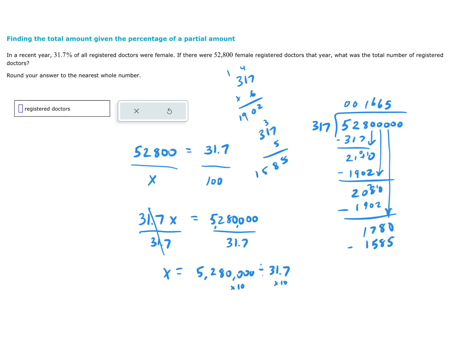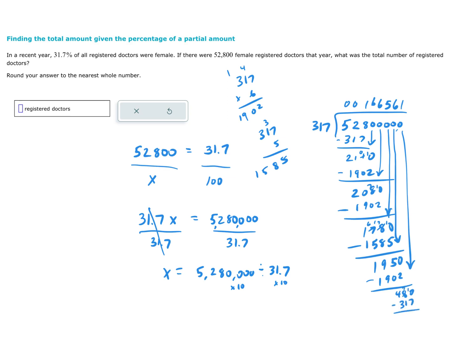If you're doing long division like this, the hardest part is just making sure that you can read your handwriting, that you put your digits in the quotient in the correct spot, and that you don't get off when you're bringing down zeros. This is going to be 6 times again. That's 48. One more time, and then we're going to have a 1. Okay, and we have 163 out of 317.